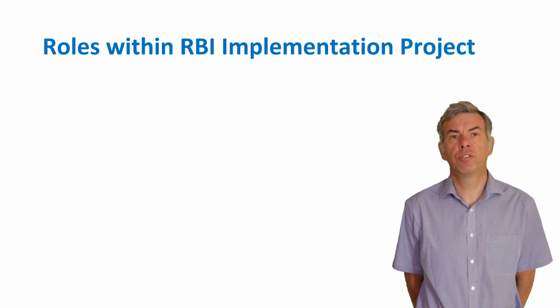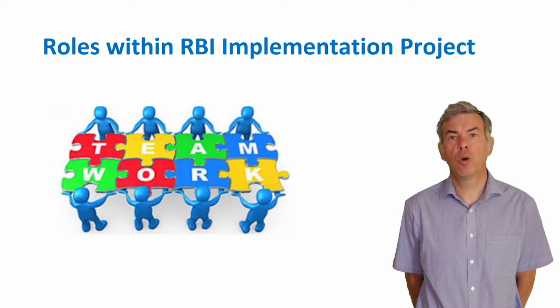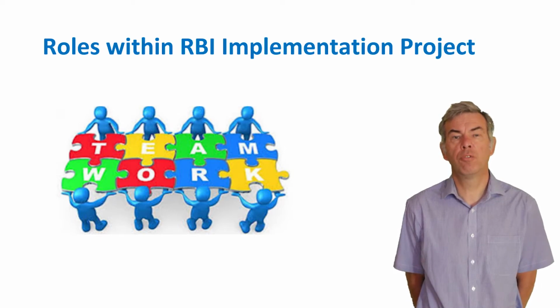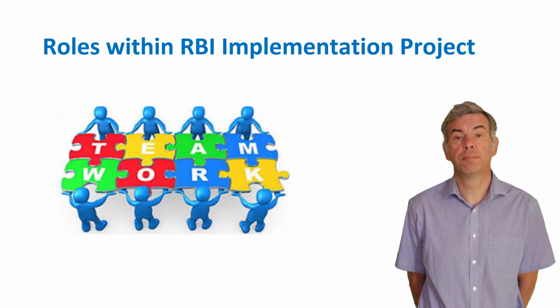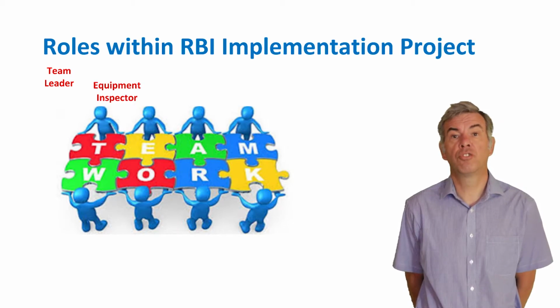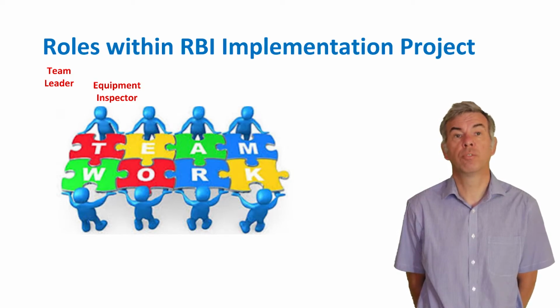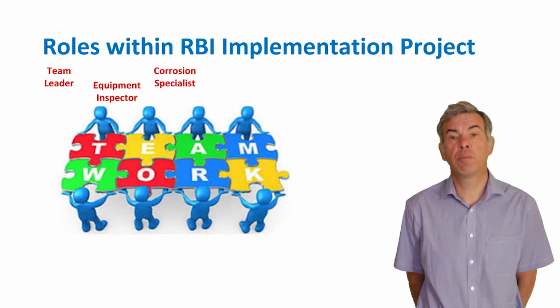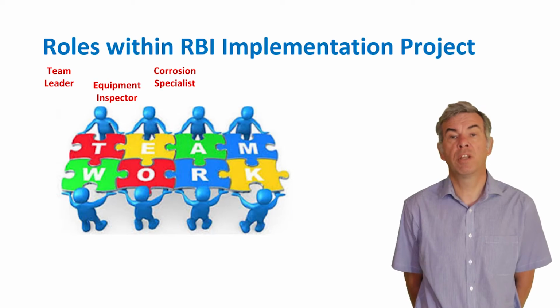Any RBI project needs a team approach because no one has all the information to execute RBI on their own. The committed team needs to have access to all of the following roles, and to avoid confusion, the roles should be formally recorded. You need a team leader to form the team. You'll need equipment inspectors or inspection specialists to help gather information on the condition and history of the equipment. A corrosion specialist is required to assess the damage mechanisms, their applicability and their severity.